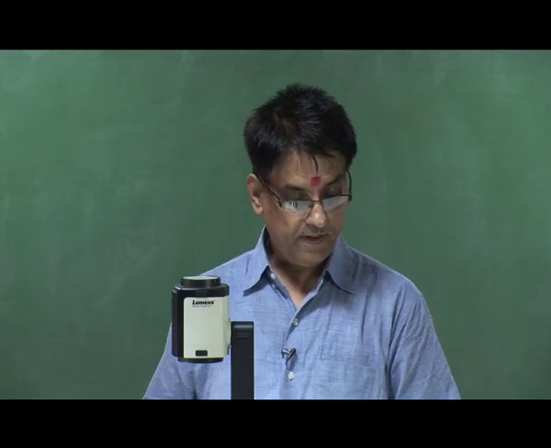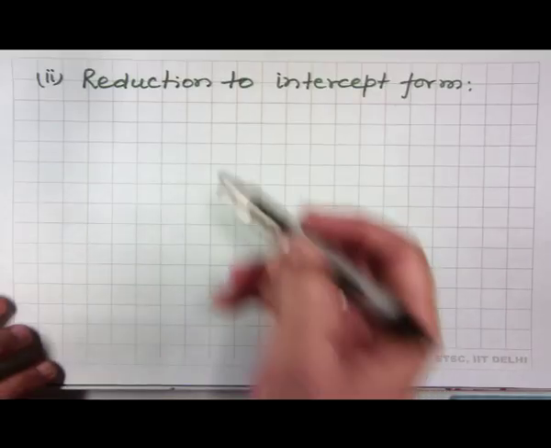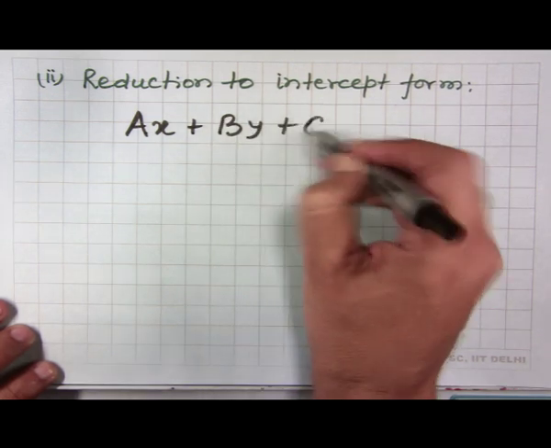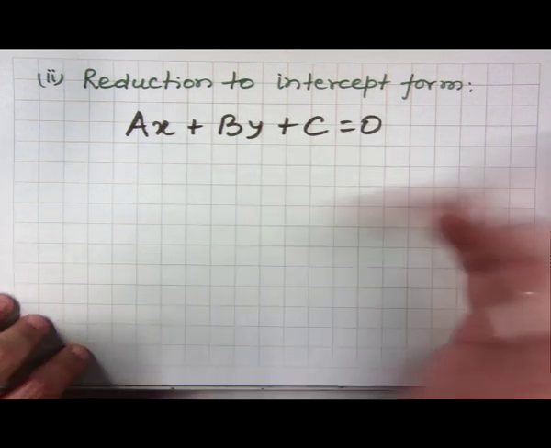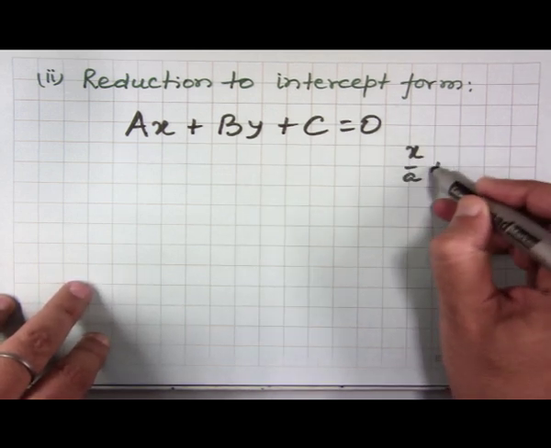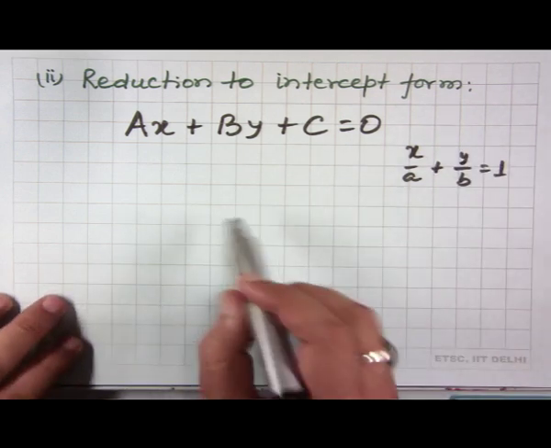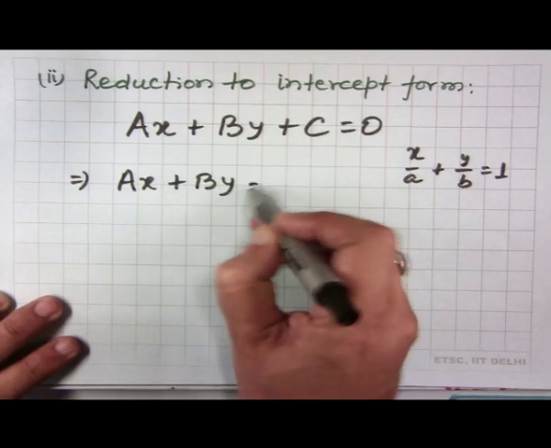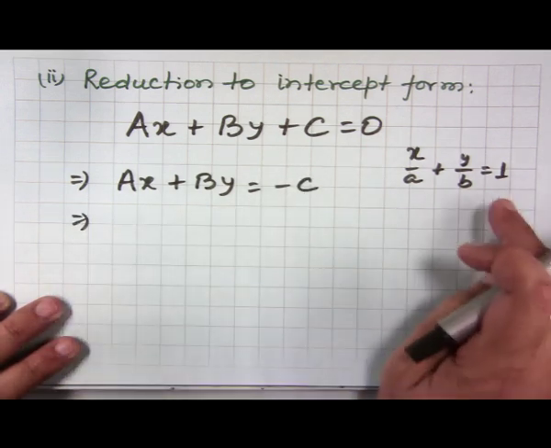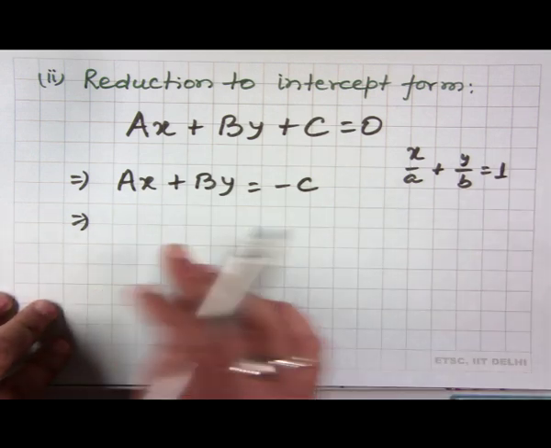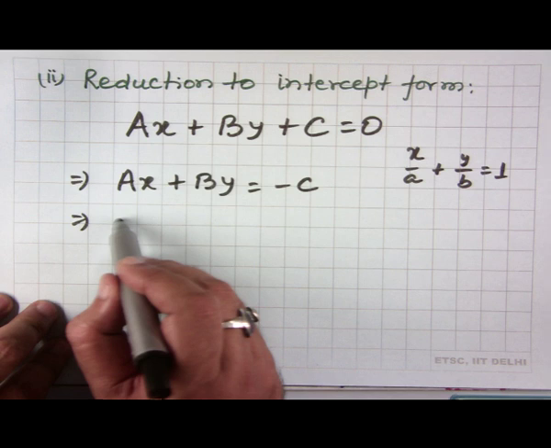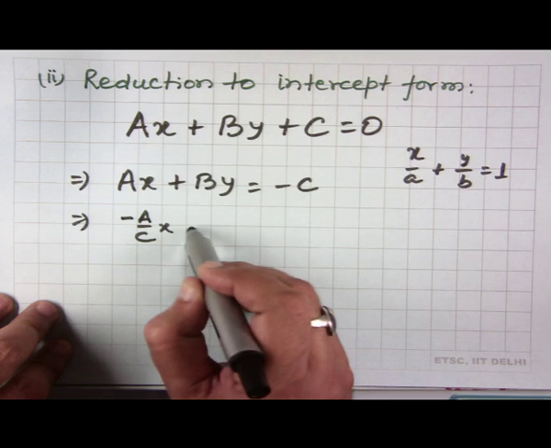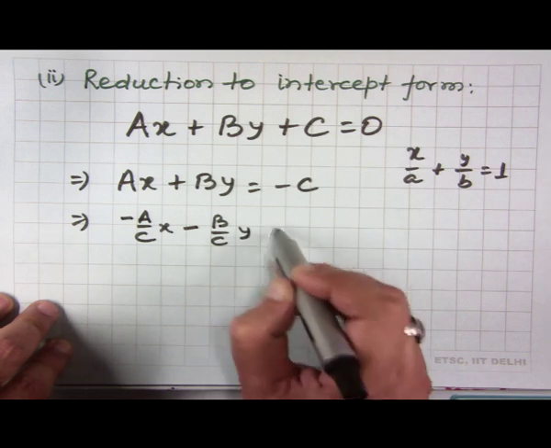Now next is reduction to intercept form. Again we have the equation in general form ax plus by plus c equal to 0. So intercept form is what? This is x by a plus y by b equal to 1. So we write it as ax plus by equal to minus c. Now on the right side we have 1 only, so divide both sides by minus c. When you divide both sides by minus c, we will get minus a by c x minus b by c y equal to 1.